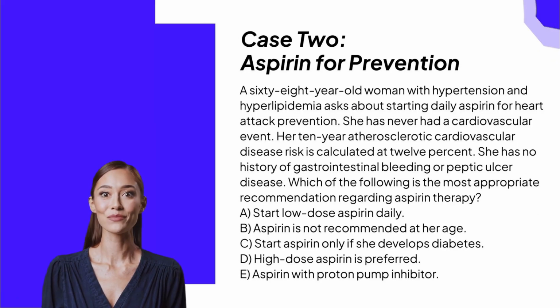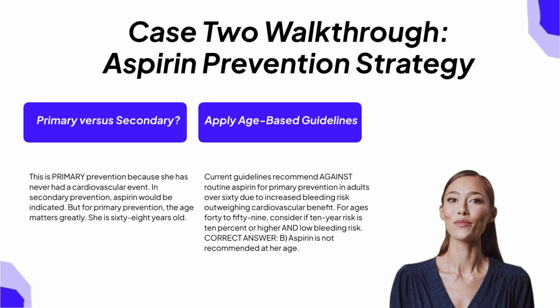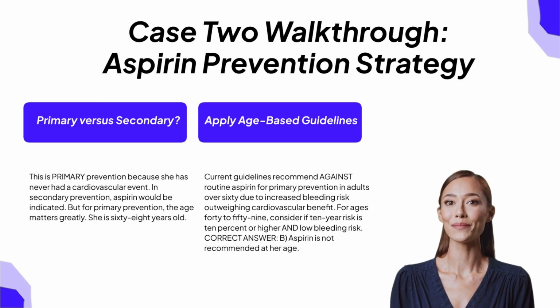Now let's tackle aspirin. This is where many test takers make mistakes. Read this question carefully. A 68-year-old woman wants to start aspirin for primary prevention. She has never had a cardiovascular event, but her calculated risk is 12%. What would you recommend? The key insight here is that this is primary prevention, and age matters tremendously.